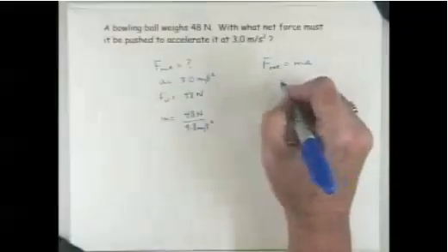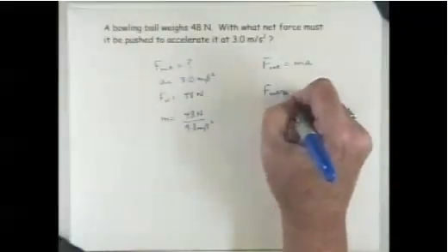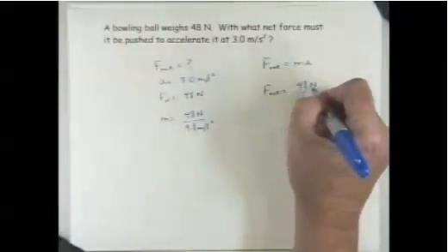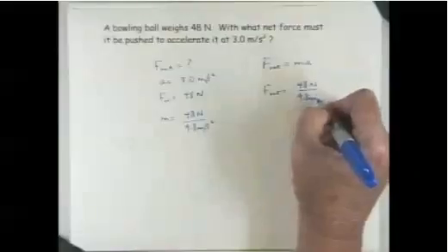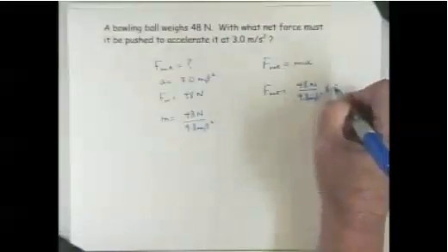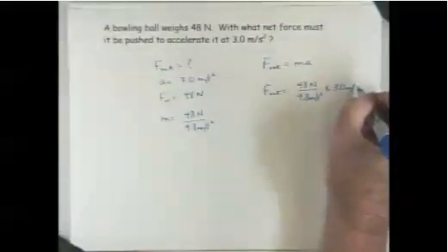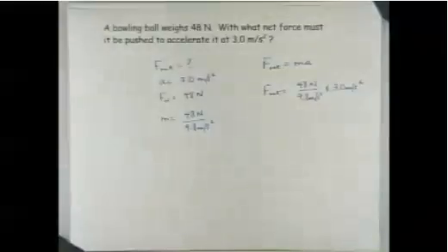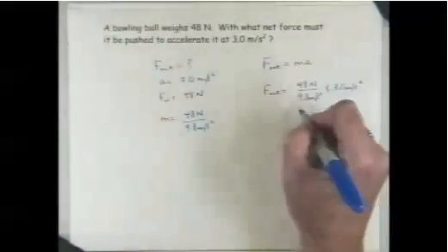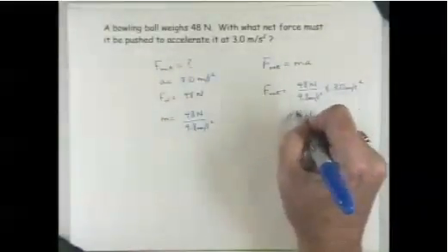Now we're ready. Net force will equal 48 newtons divided by 9.8 meters per second squared times 3.0 meters per second squared. Our answer is 15 newtons.